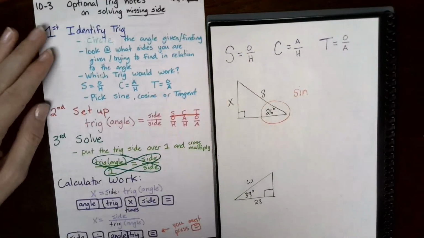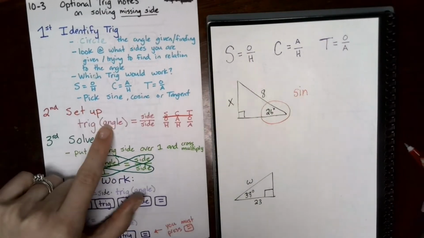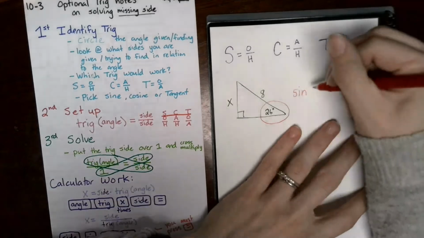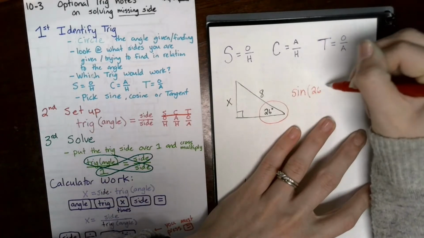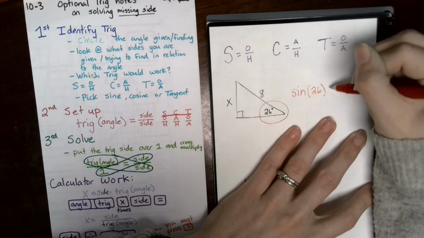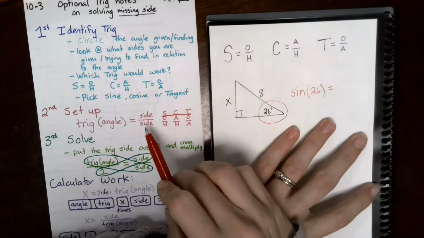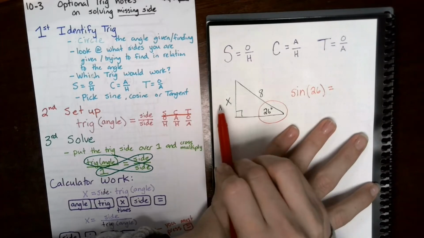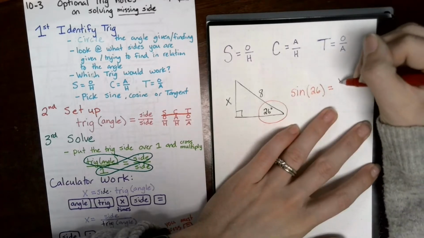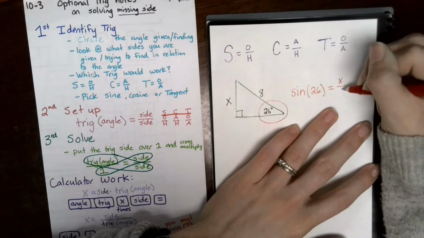Second step is to set up trig, parentheses, angle. So sine is the trig I chose. Parentheses, my angle is 26. Equals side over side. And for sine, it's opposite over hypotenuse. So I do x is my opposite over hypotenuse, 8.